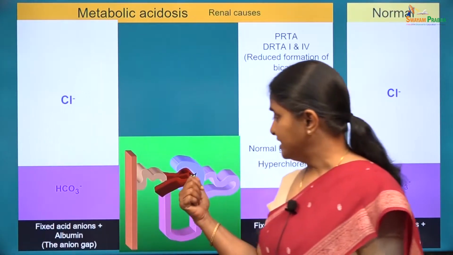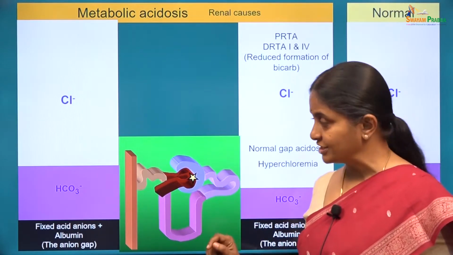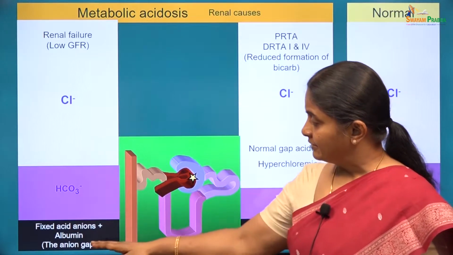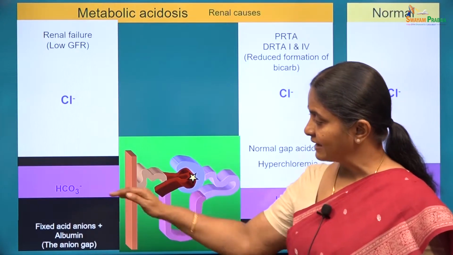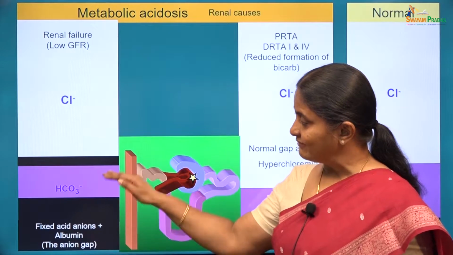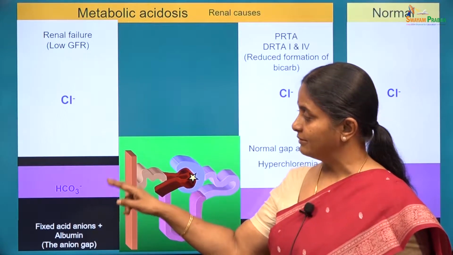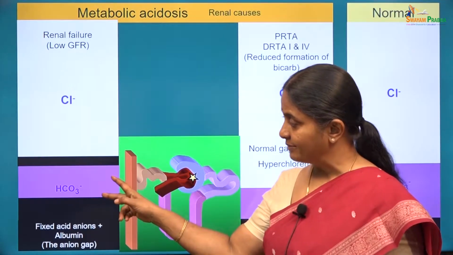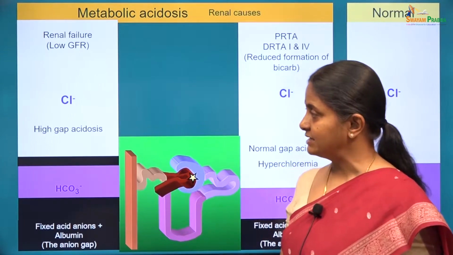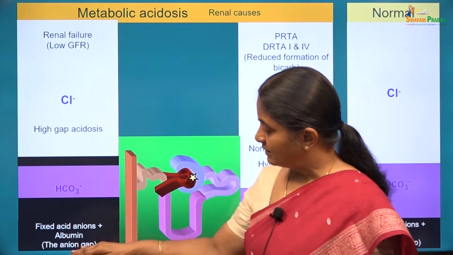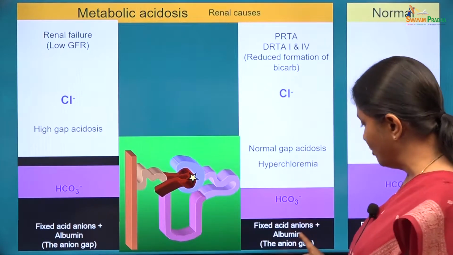Whereas in renal failure, where there is inadequate glomerular filtration, the fixed acid anions are not eliminated adequately. They are held back in plasma, and because their levels increase in plasma, there is competition for the anion space. Bicarbonate levels therefore decrease. Chloride levels may also decrease. So, in this condition, the anion gap would be higher. Compare that with the normal that is shown here.